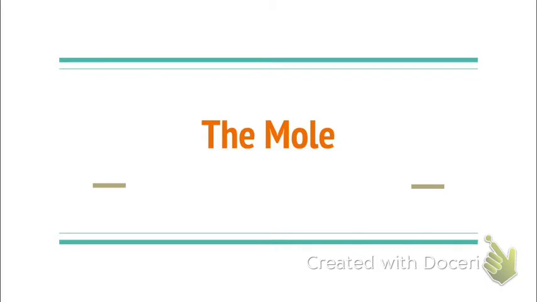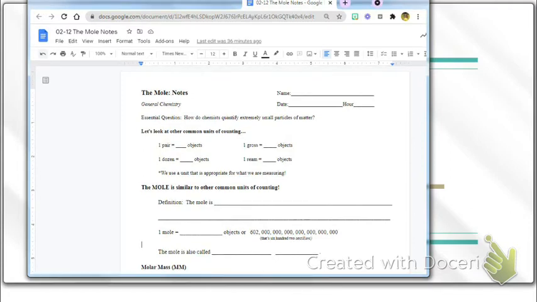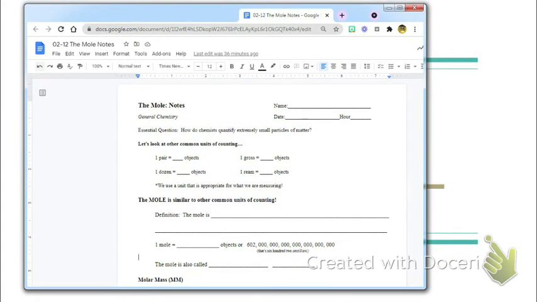But before we begin, make sure you have your mole notes out. We're going to be filling these in as we go. Now, not everything on the PowerPoint is on this note sheet, so if you don't get everything written down, that's okay. Remember, you can pause the video or go back and take the notes yourself.